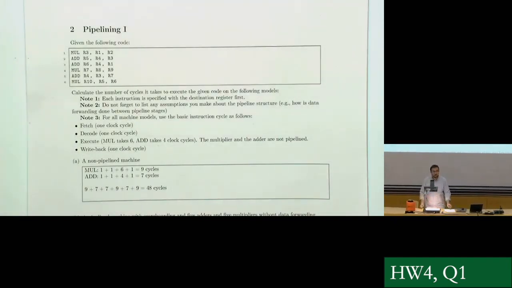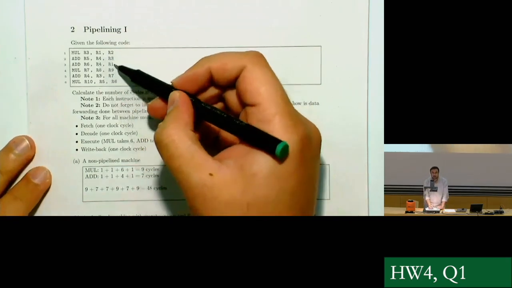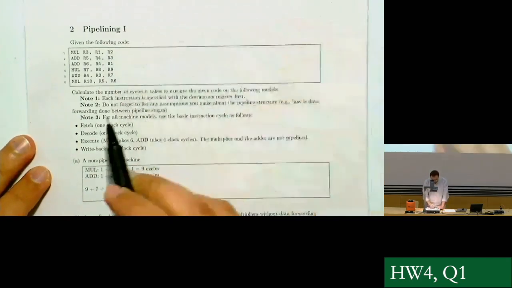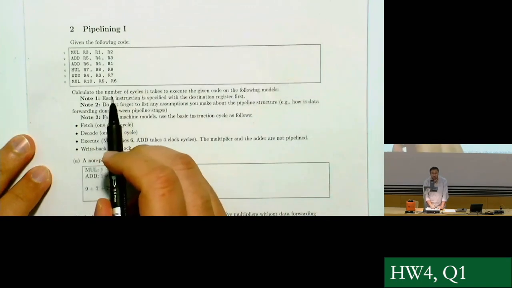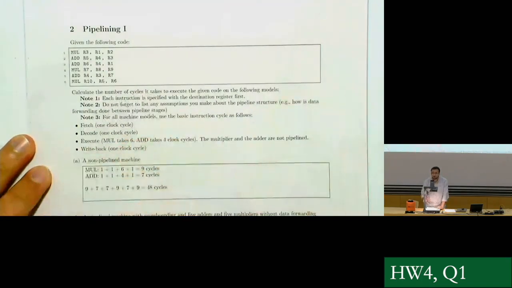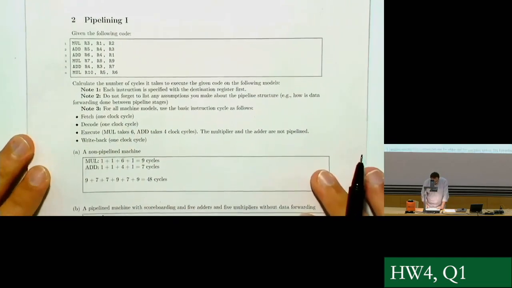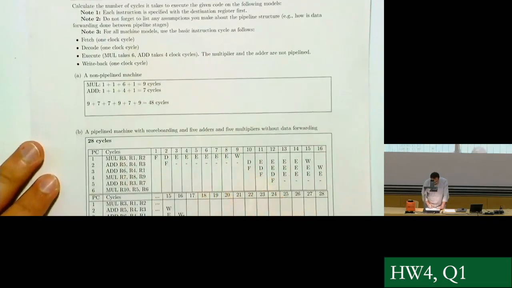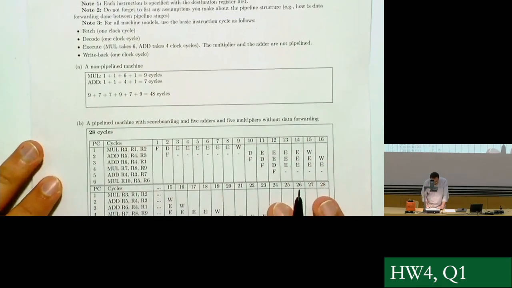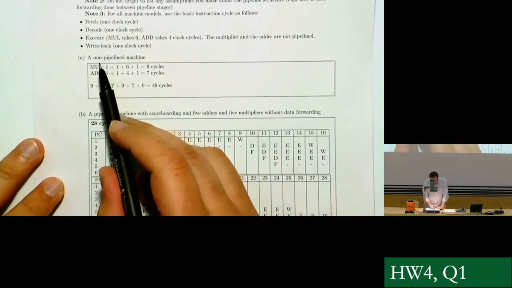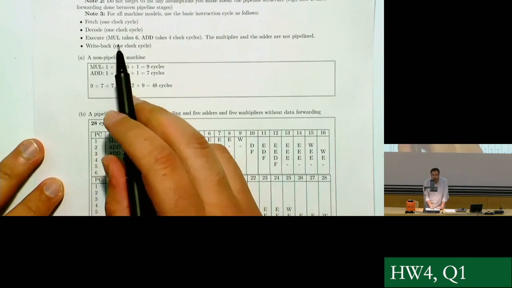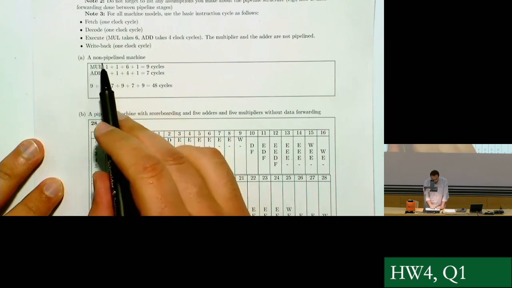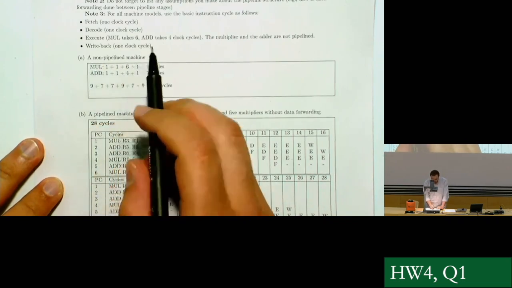So the second question is from homework 4, the pipelining question. Here we have 6 instructions given to us, and we need to calculate how many cycles they take for different configurations of the hardware. We have some information here that we are going to use in each bullet point. The first question asks, how many cycles does it take if we have a non-pipelined machine?